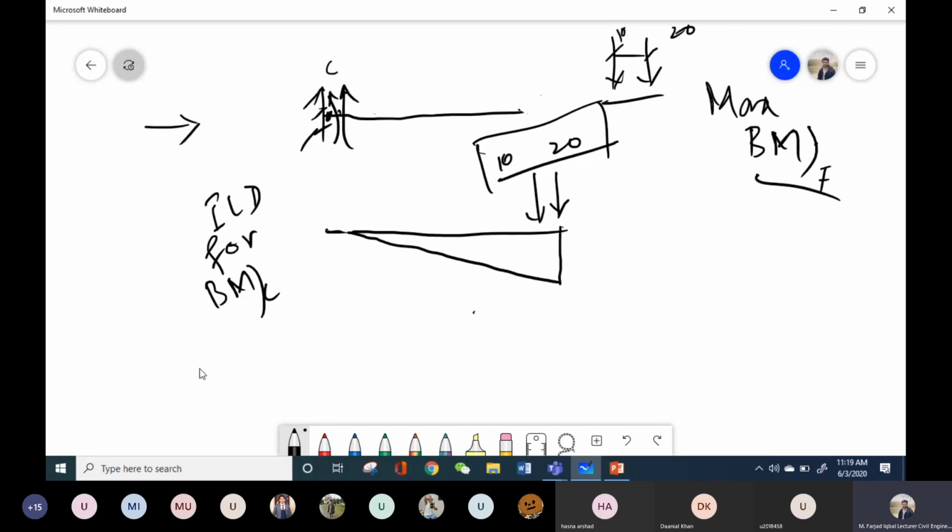So is there any confusion about these three beams? If not, then we can move on to the next beam.